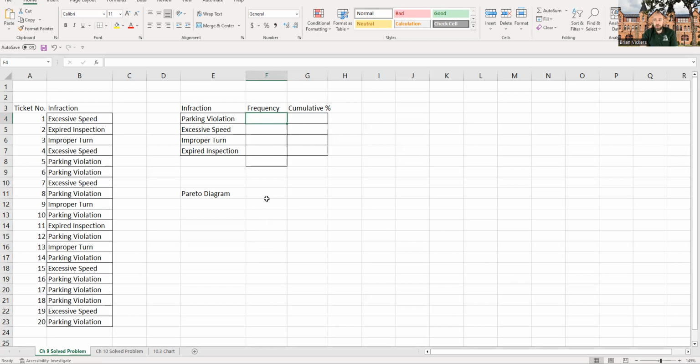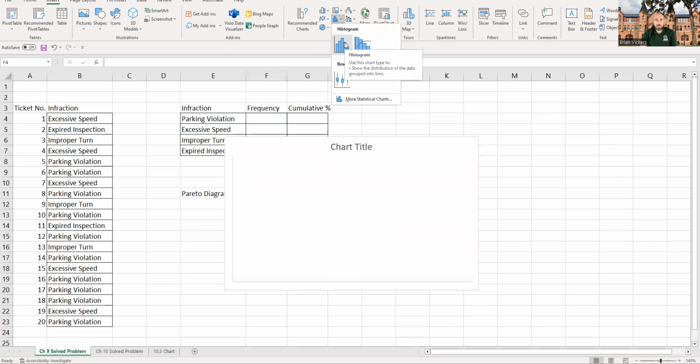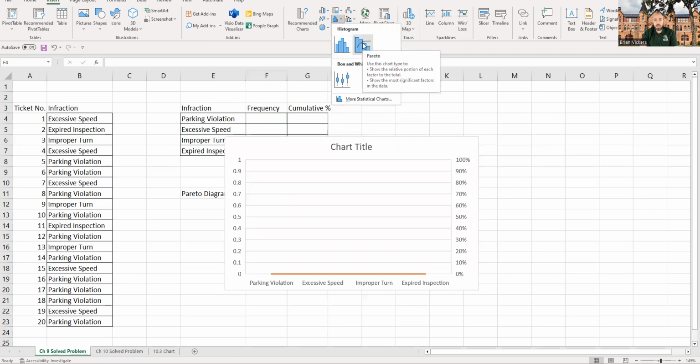Now, I will say that for this particular chart that we're going to use, the Pareto chart, older versions of Excel will not have one of these. It's listed under histogram to the right, but it's Pareto chart right here. You will need that. So ideally, you're using Office 365 because it's free.